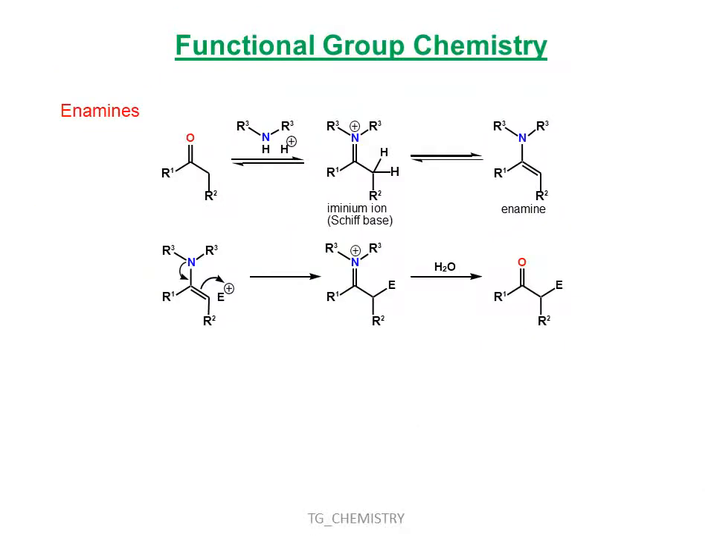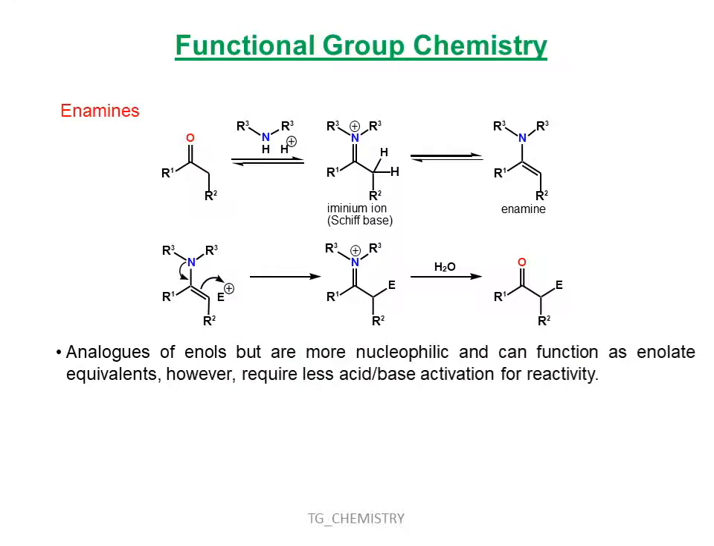Next, I will talk about enamine chemistry and how it is formed and how it reacts. The condensation of an aldehyde or ketone with a secondary amine produces an unsaturated compound which is known as enamine. These are versatile intermediates and can be considered as the nitrogen analog of enols. And in the sense of reactivity, they are more nucleophilic in nature and can function as enolate equivalents. However, they require less acidic or basic activation for reactivity.